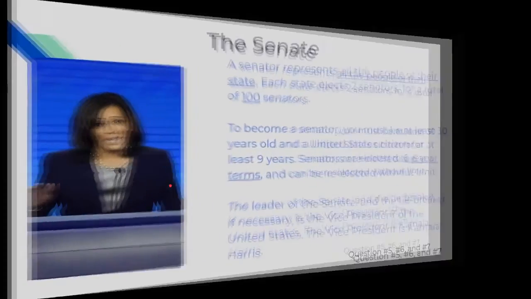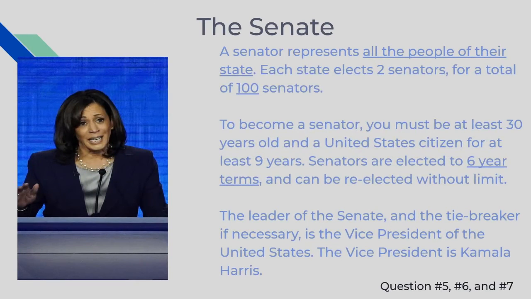So we can now answer questions number 5, 6, and 7. Question number 5 asks, who does the United States Senator represent? Question 6 asks, how many United States Senators are there? And question 7 says, we elect a United States Senator for how many years? So go ahead and answer those 3 questions now.